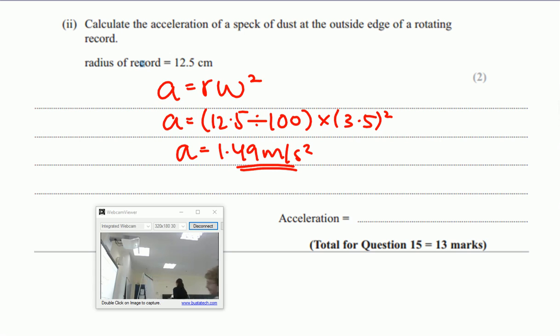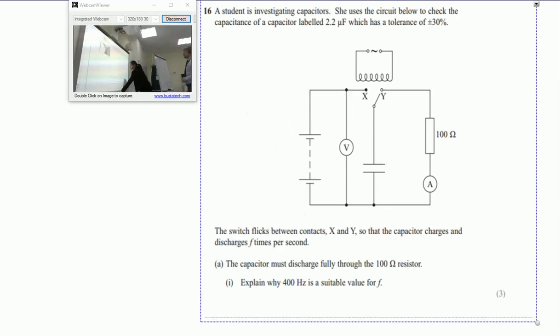Very good. Well done. So we've got strictly specified capacitors. Use the circuit below to check the capacitance of the capacitor labeled 2.2 microfarads, which has a tolerance of plus or minus 30%. The switch flips between the contacts X and Y so the capacitor charges and discharges f times per second. That's what this bit here is. And that's showing you that she's externally controlling it because she's saying 400 hertz. So that's what's the answer.